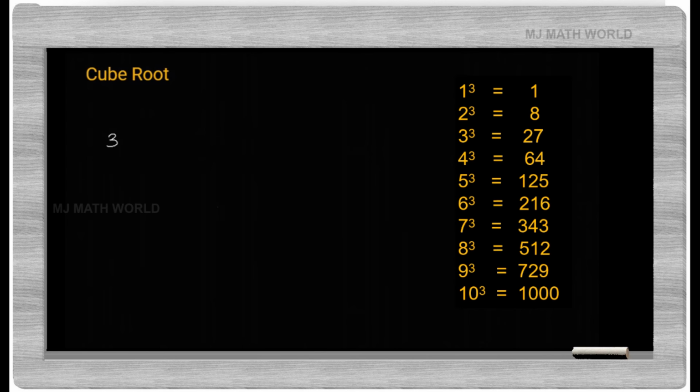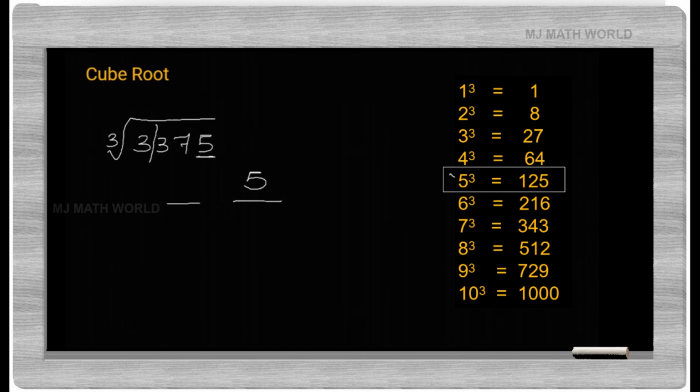We have to find the cube root of 3375. First we draw two lines. Let us consider the last three digits, 375. The ones place is 5. Which are the cubes of numbers ending with 5? 5 cube is equal to 125. The ones place is 5, the corresponding number is 5. The last digit must be 5.